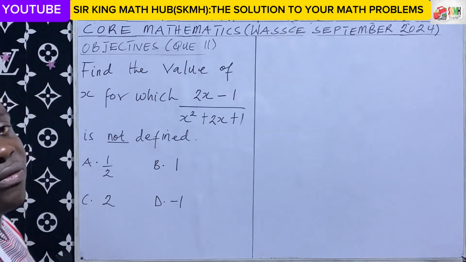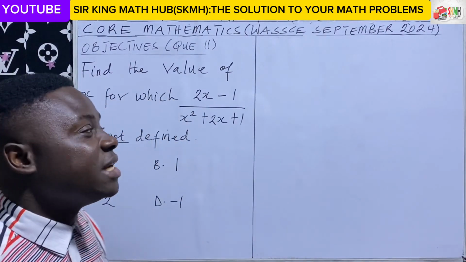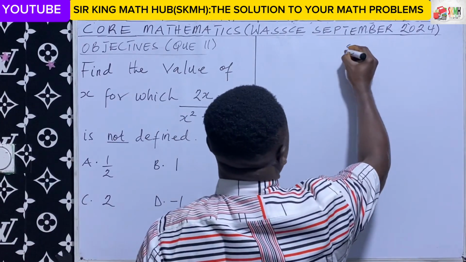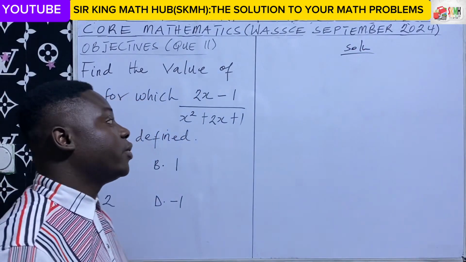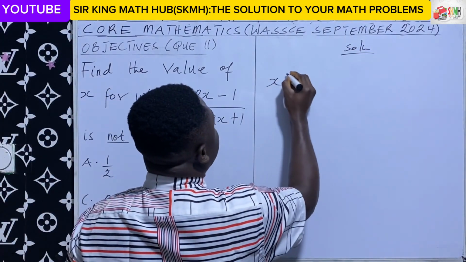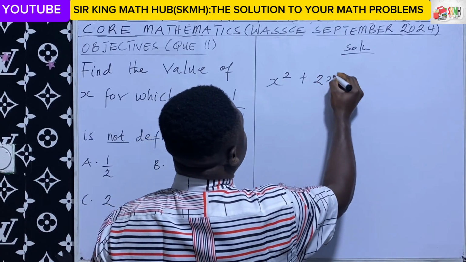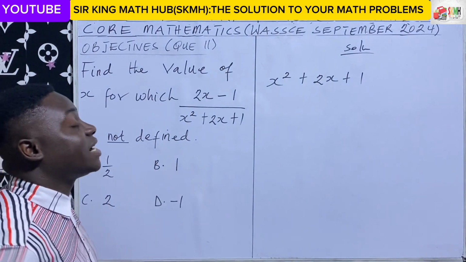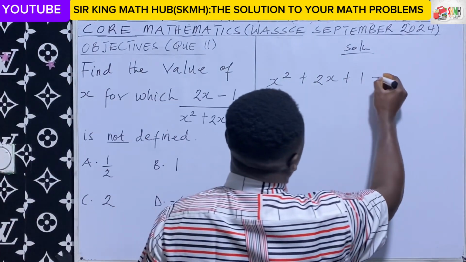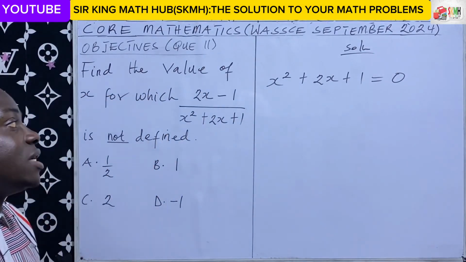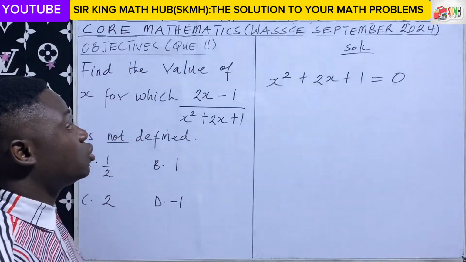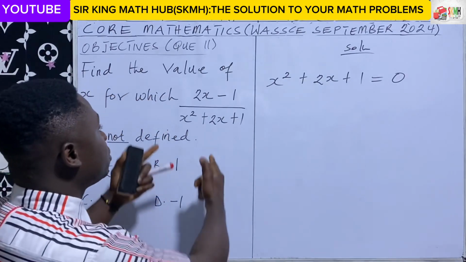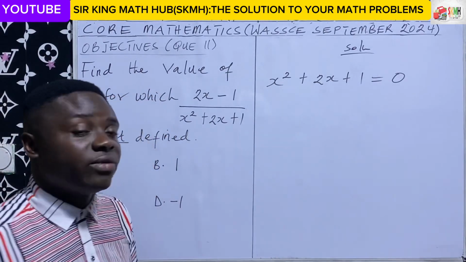And we know that for a fraction to be undefined, the denominator of the given fraction must be equal to 0. So for this algebraic fraction here, the denominator is x squared plus 2x plus 1. And as we said, for this algebraic fraction to be undefined, this denominator must be equal to 0. So you can see that we are having a quadratic equation. Solving this quadratic equation will give us the values of x that will make this algebraic fraction undefined. So how do we solve for x?